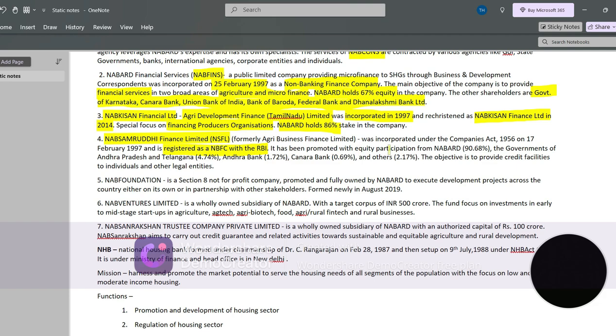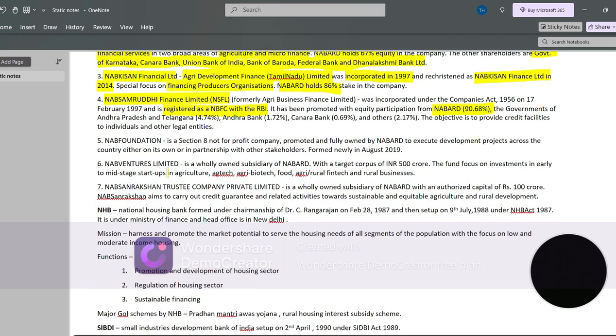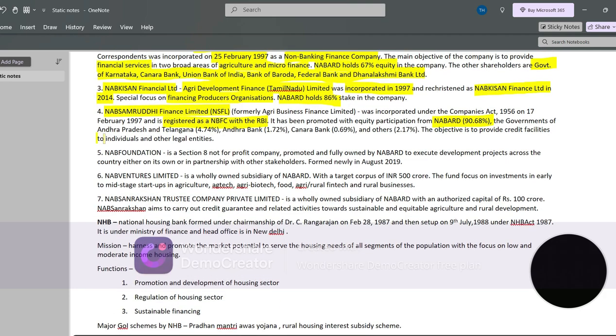It has been promoted with equity participation from NABARD, Government of Andhra Pradesh, Telangana, Andhra Bank, Canara Bank, and others. The objective is to provide credit facilities to individual and other legal entities. Basically, it provides credit facilities.